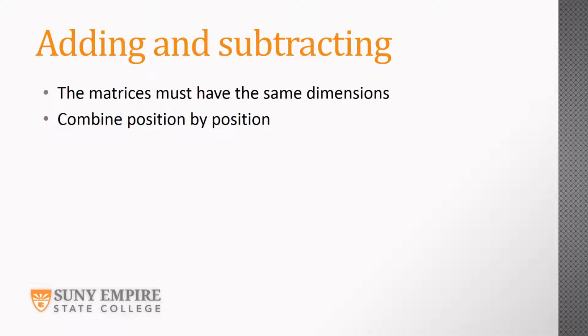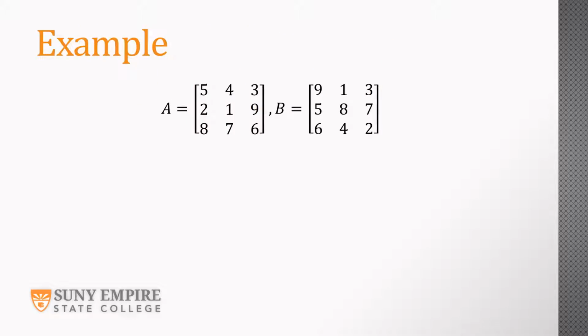In order to perform basic mathematical operations on matrices, they must meet criteria regarding their dimensions. When adding and subtracting matrices, they must have exactly the same dimensions. If they do, adding or subtracting matrices is relatively simple. We simply match up position by position and combine the elements appropriately, either adding them or subtracting them. Let's look at an example.